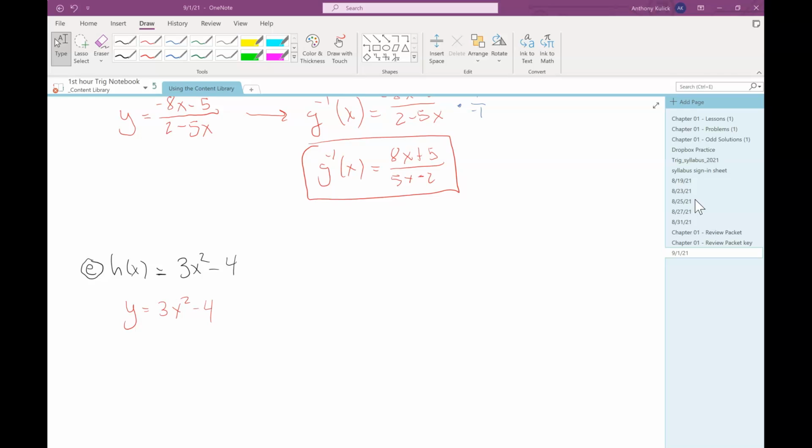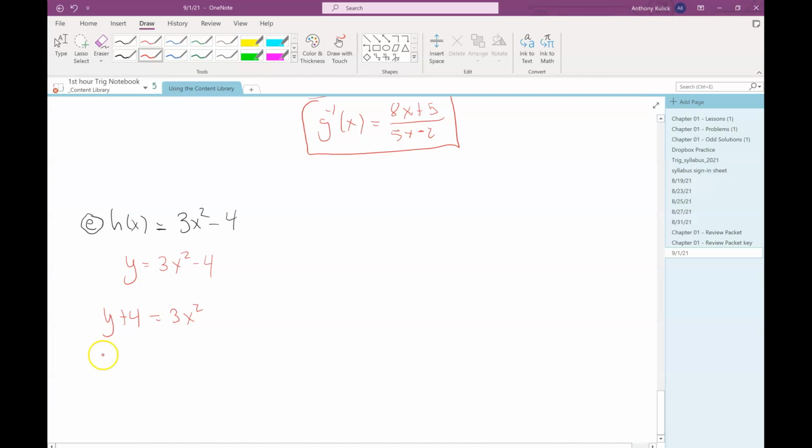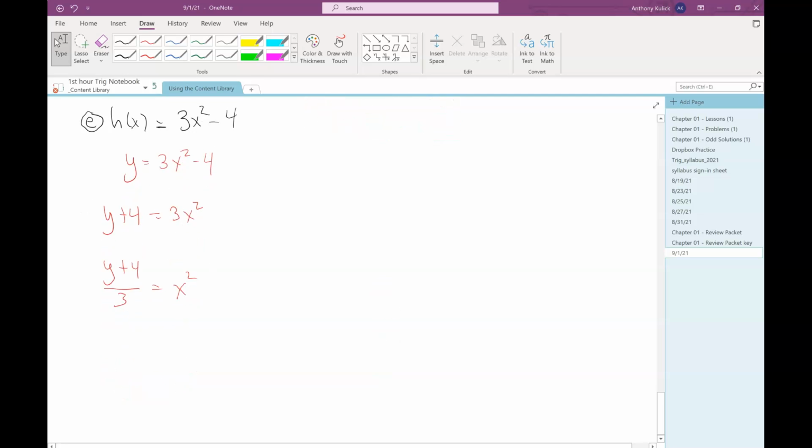Victoria? Add the 4. Right, remember when we're solving like this, which is basically what we're doing, we go the reverse order of operations. So we're going to undo addition and subtraction, then multiplication and division, then exponents or operations. So we added 4 to both sides. Now we'll divide by the 3. And then we'll square root both sides.